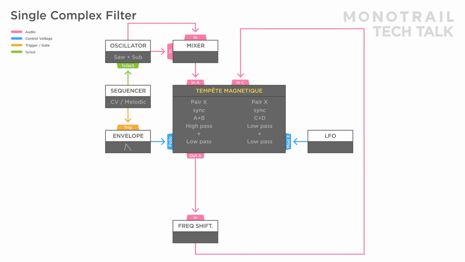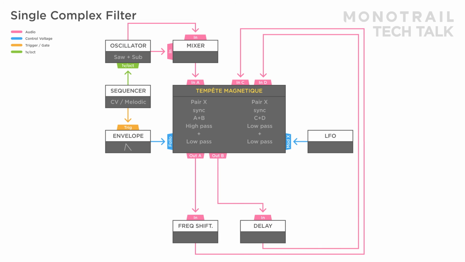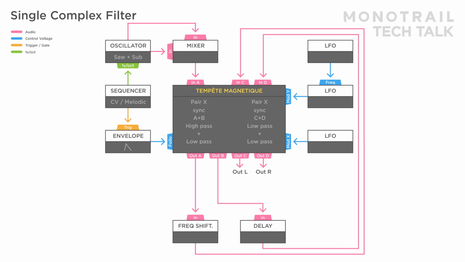Output A is sent to a frequency shifter and then back to input C, and output B is sent to a self-modulating delay and back to input D. Filters C and D are used to filter the stereo sound in sync. A modulating LFO is modulating mod Y, and the envelope follower can be used to modulate the pair as well.